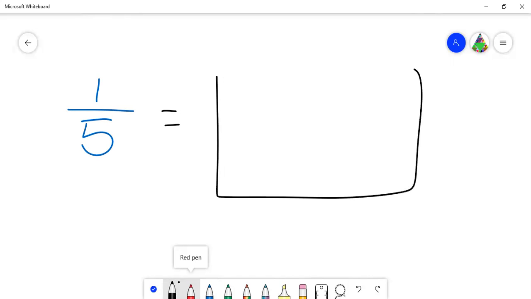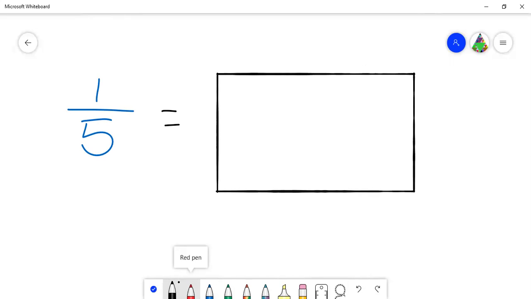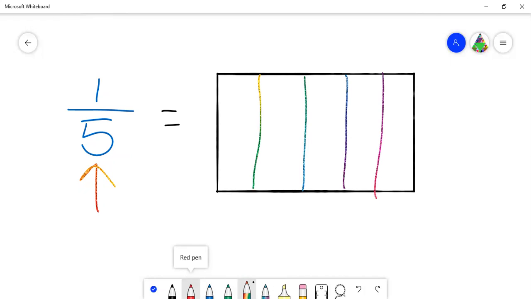Okay, we'll make this rectangle. And what we can see is that it has been cut into 5 equal pieces. That's what the bottom number of my fraction says, the denominator. So I'm going to go 5 equal pieces. Now, of course, we're freehanding this, right? 1, 2, 3, 4, 5. So our pieces won't always be super equal. We want them to be as close as possible. Like I didn't really like that one, so I'm going to try again.